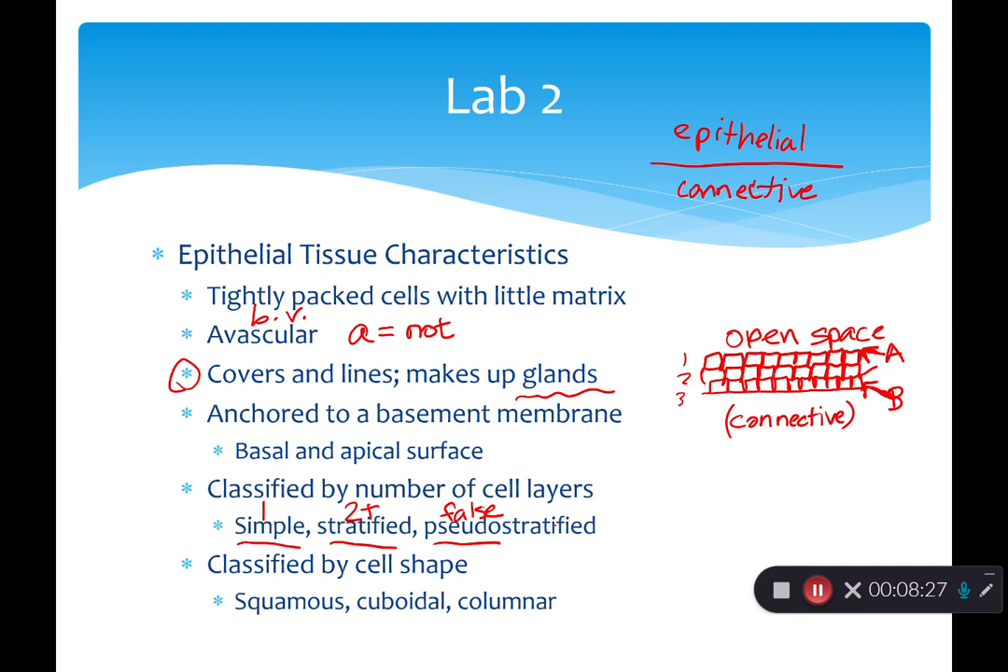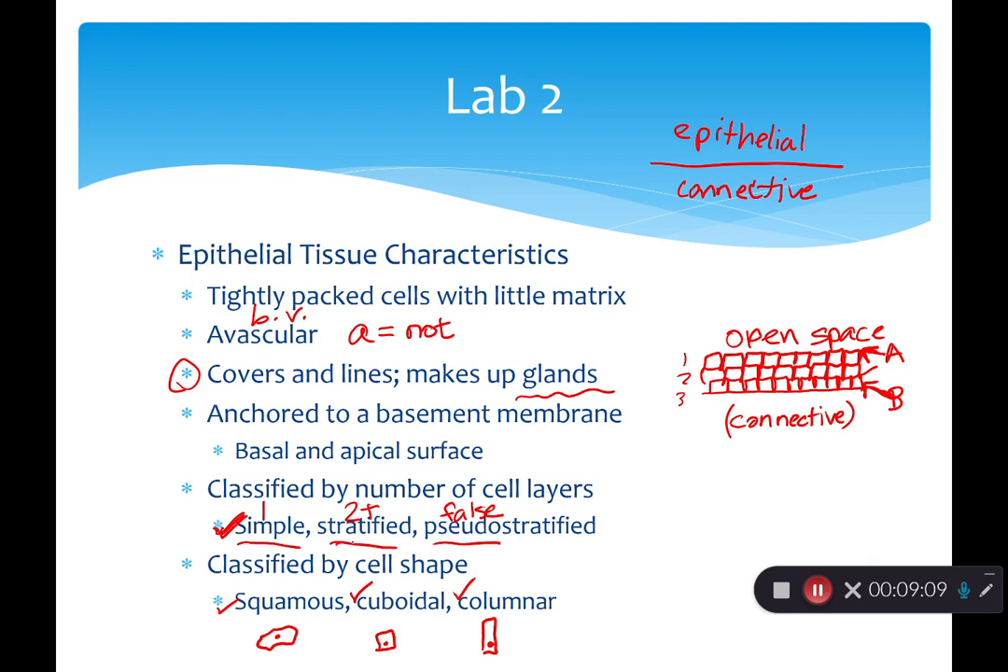And then by cell shape, well, we have squamous, which is kind of squished and flat. We have cuboidal, shaped like a cube, and columnar, shaped like a column. So put these together, and you get the epithelial tissues you're going to focus on today. We have simple squamous, 1 layer of flat cells. Simple cuboidal, 1 layer of square-ish cells. Simple columnar, 1 layer of column-shaped cells.